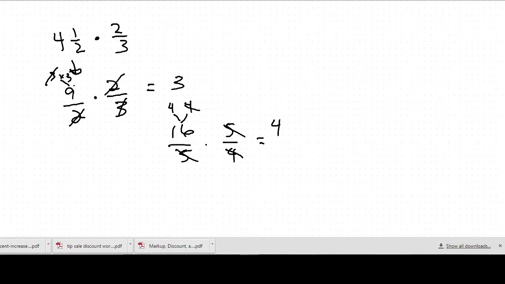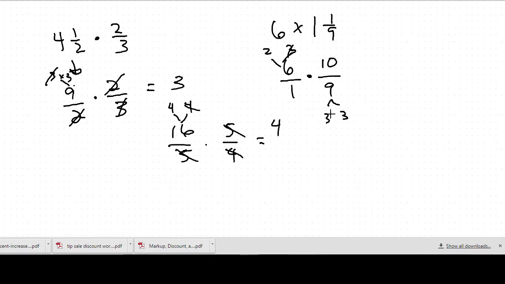Number 3 is 6 times 1 and 1 over 9. So that would be 6 over 1 times 10 over 9. Those can be 3 times 2 and 3 times 3. That cancels out once with the 3, so that's 2 over 1 times 10 over 3. And then is it 12 over 3, which would then be 4? Multiplying. So multiply straight across now that you reduced. Okay, so 20 over 3.